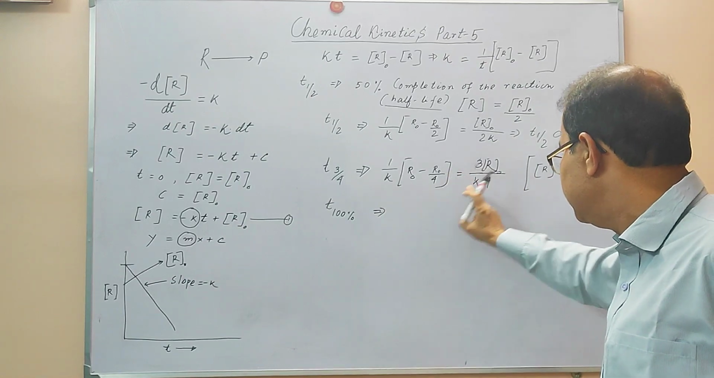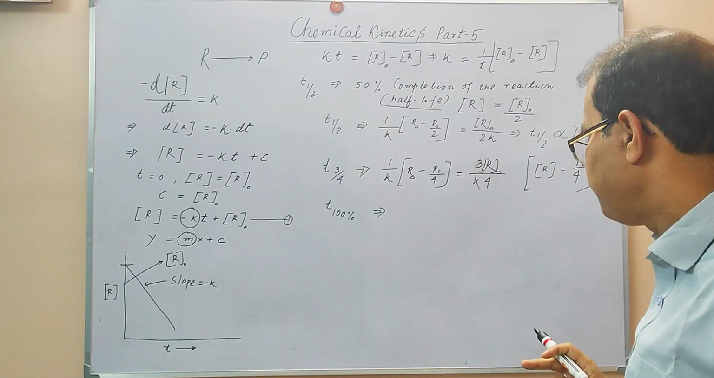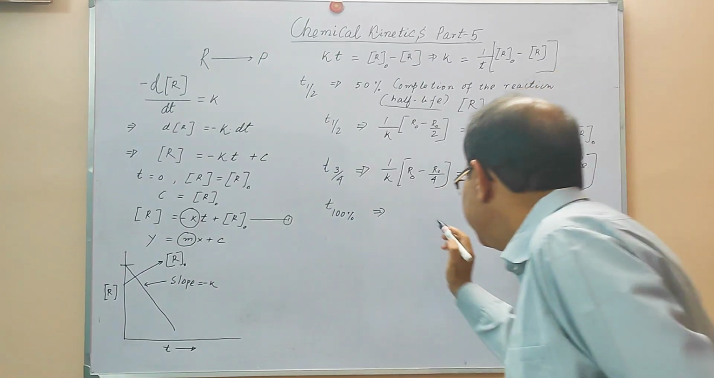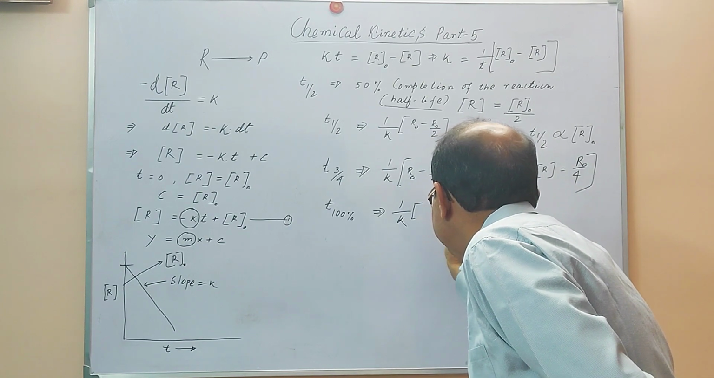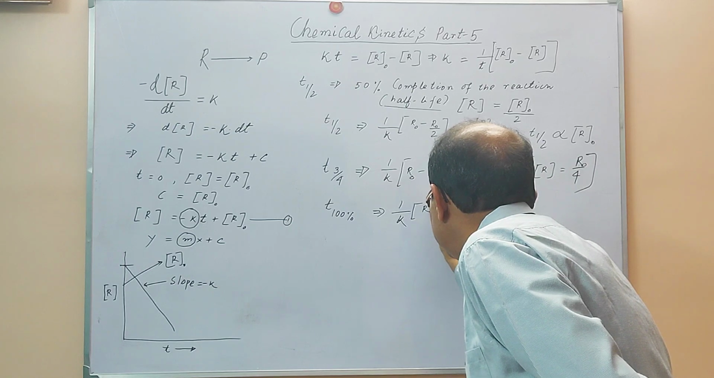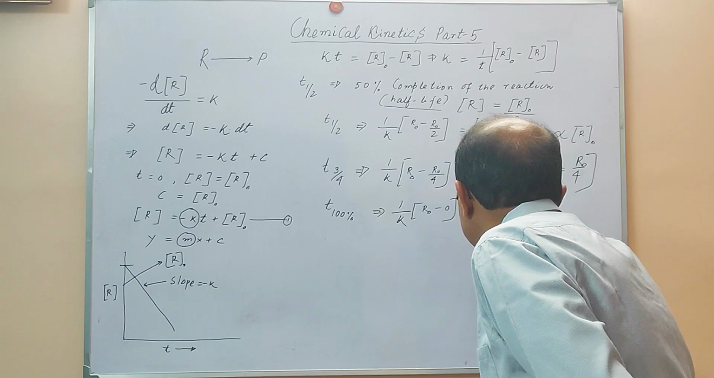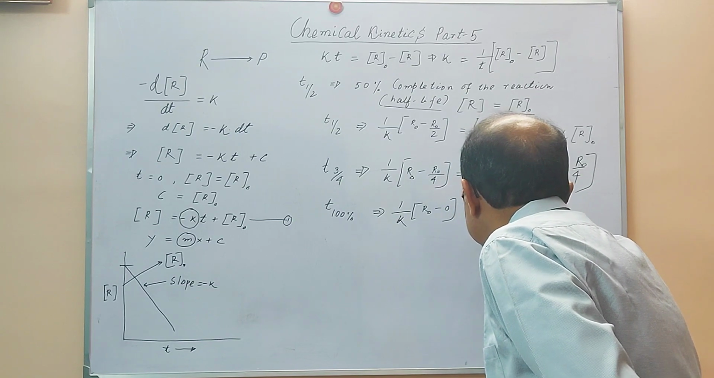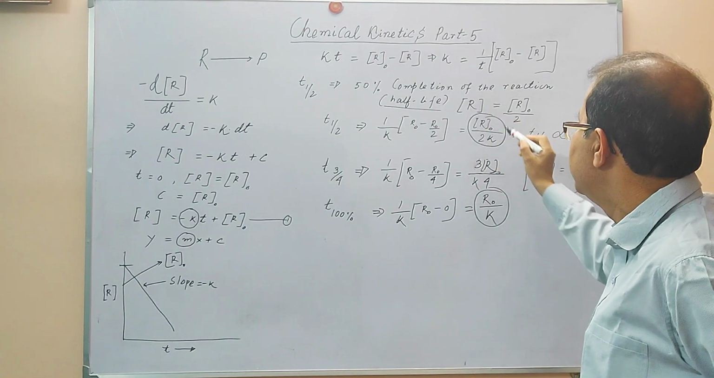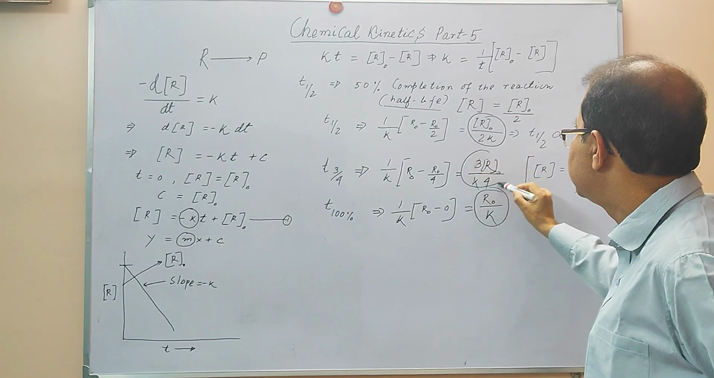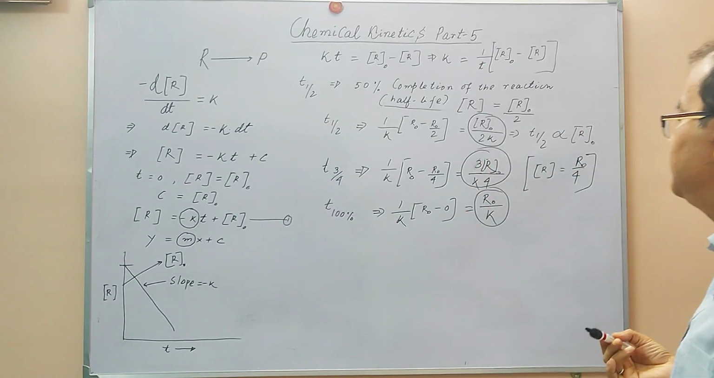1/4 of the reactant is remaining. So we can write this 3/4 into R0 into K. Okay, and T half you can find as 1 by K divided by R0, that is R0 by K. So this is a very important relation. For the T half, it is R0 by 2K. For T 3/4, it is 3/4 by this, and T 100% it is this.